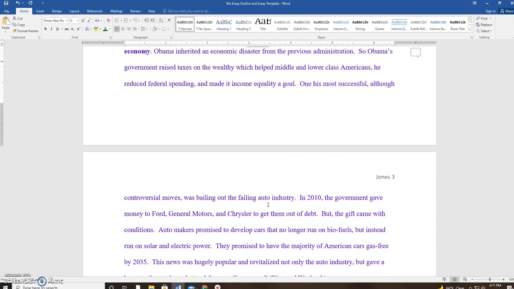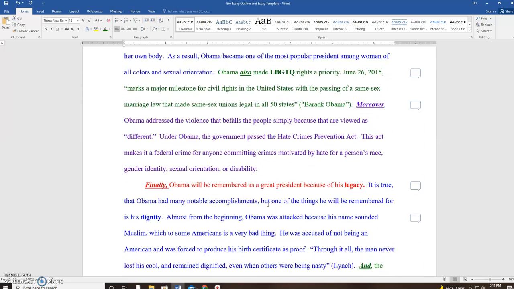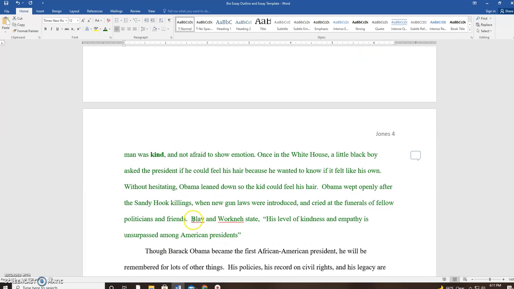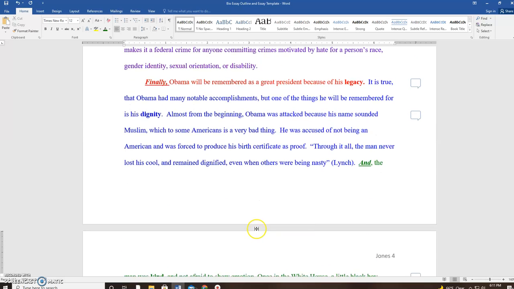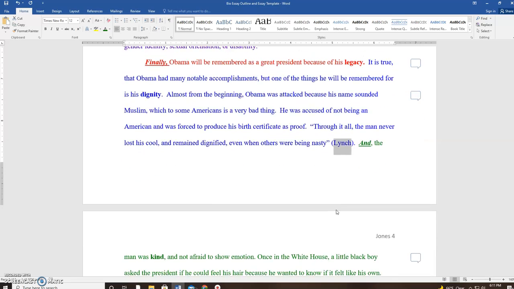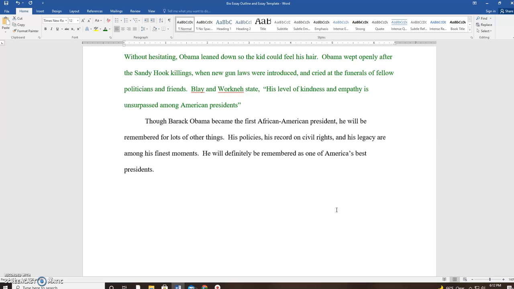Here's another way to do it. You can put their names as part of the sentence before the quote. Either way is acceptable. These authors state blah, blah, blah, or blah, blah, blah, author. Okay.